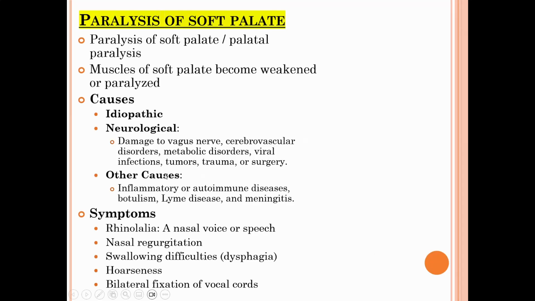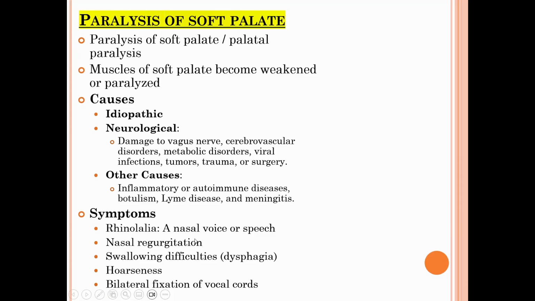What is the applied anatomy? Paralysis of soft palate, or palatal paralysis. Here the muscles of the palate become softened, weakened or paralyzed. Cause can be idiopathic, it can be neurological because of damage to the vagus nerve, cerebrovascular disorder, metabolic disorder, viral infection, tumor, trauma or surgery, and other causes can be inflammatory or autoimmune disease, botulism, Lyme disease or meningitis.